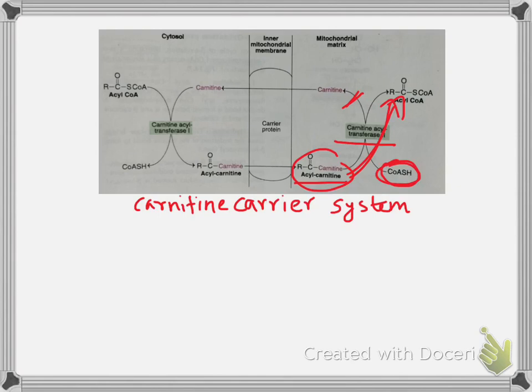This reaction is catalyzed by the enzyme carnitine acyl transferase 2, which is present in the inner surface of the inner mitochondrial membrane. In the third step, the carnitine released is returned to the cytosol for reuse.